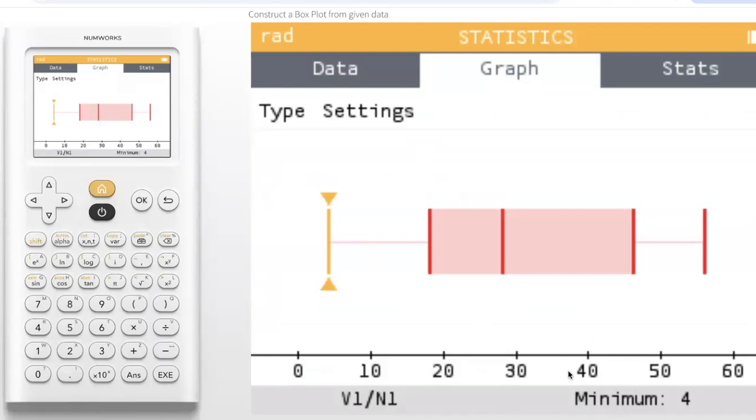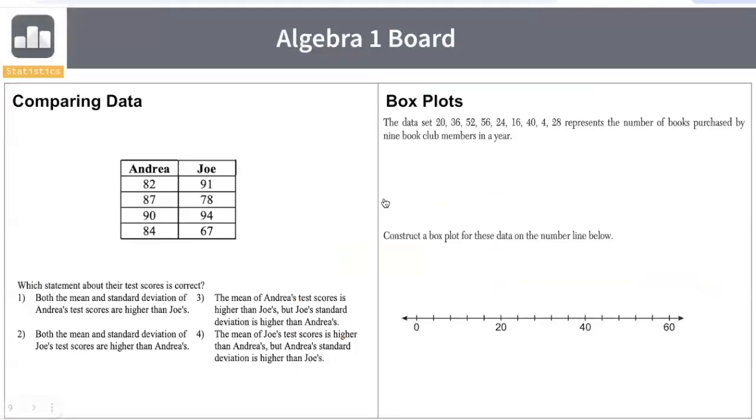This first line is my minimum value of 4. I would draw that on my box plot. Next, it says first quartile is 18. Instead of saying second, it says the median. The median, also known as the second quartile, is 28. Third quartile is 46, and then my maximum value is 56. So it does give the 5-number summary with the words for what they mean, along with the numbers. And I would just draw this for my answer on the number line.